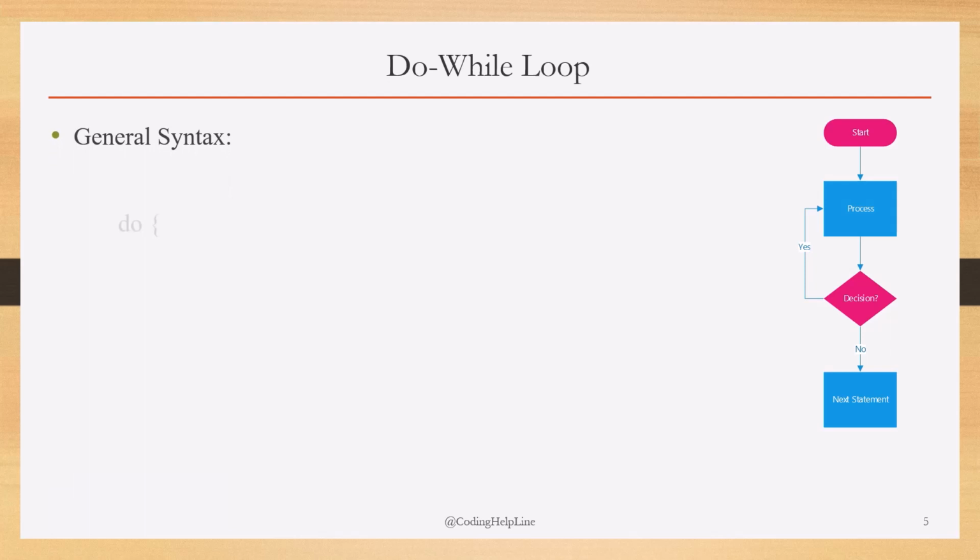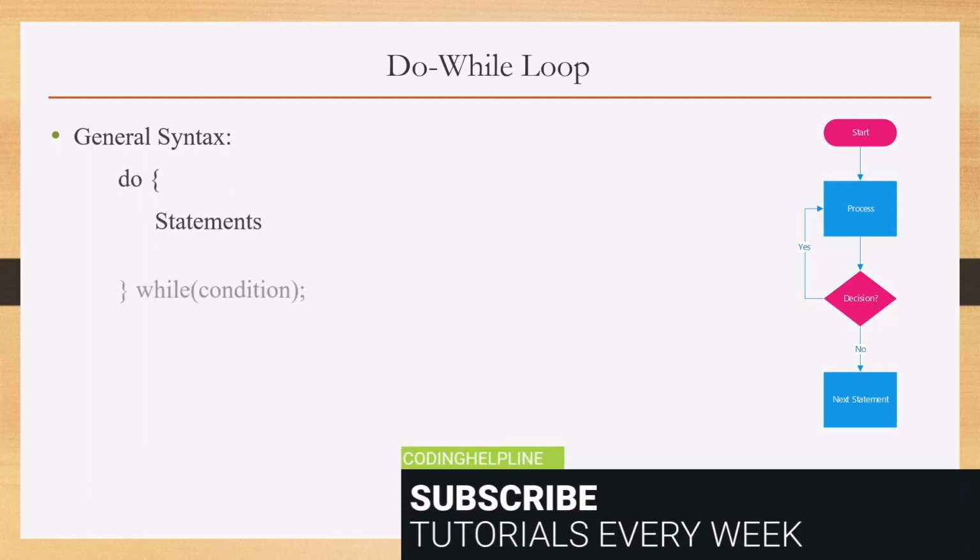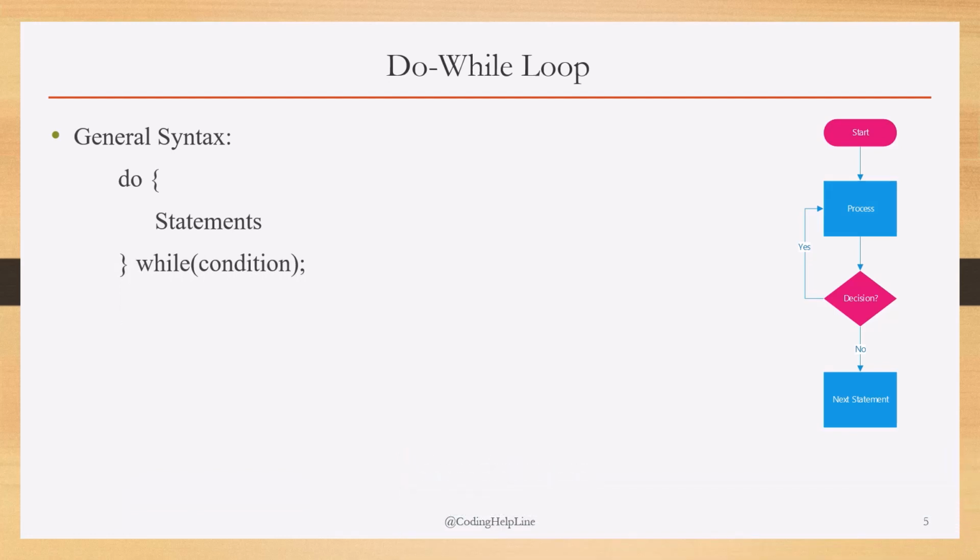So this is the general syntax. Do, then the body of the loop having statements is executed, then the while checks the condition and evaluates the logical expression to see if it is true or false. If it is true, it executes it again. If it is false, it stops and goes to the next statement.